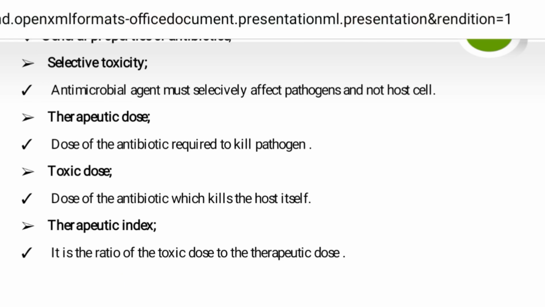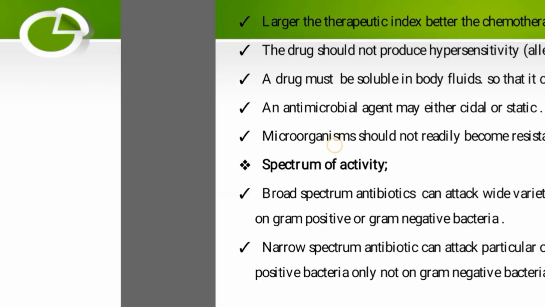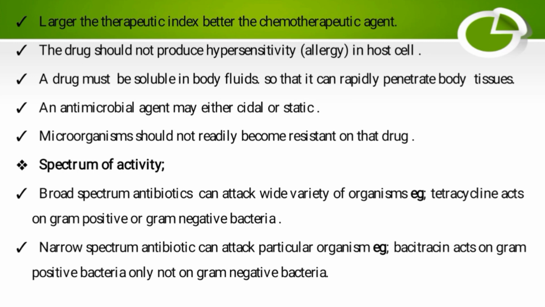General properties of antibiotics. Selective toxicity: an antimicrobial agent must selectively affect pathogens and not the host cell. Therapeutic dose: the dose of the antibiotic required to kill the pathogen. Toxic dose: the dose of the antibiotic which kills the host itself. Therapeutic index: the ratio of the toxic dose to the therapeutic dose. The larger the therapeutic index, the better the chemotherapeutic agent.